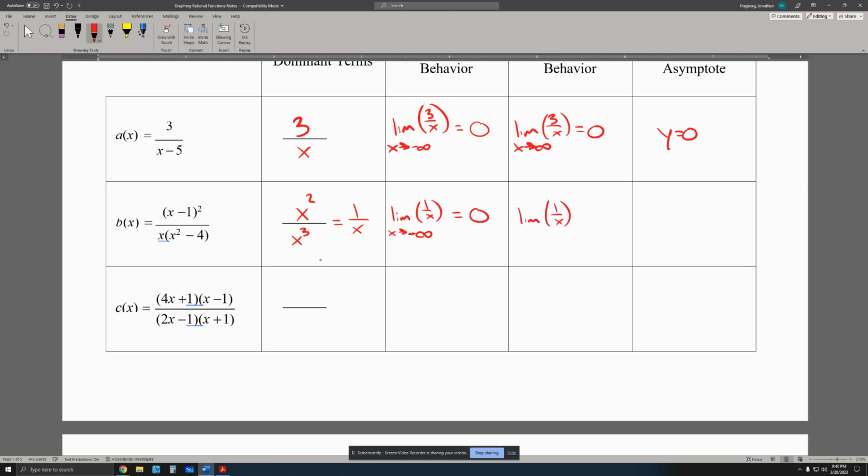Likewise, the right-hand end behavior, 1 over x, as x approaches infinity, is also going to approach 0. So that tells me my end behavior asymptote is also y equals 0.